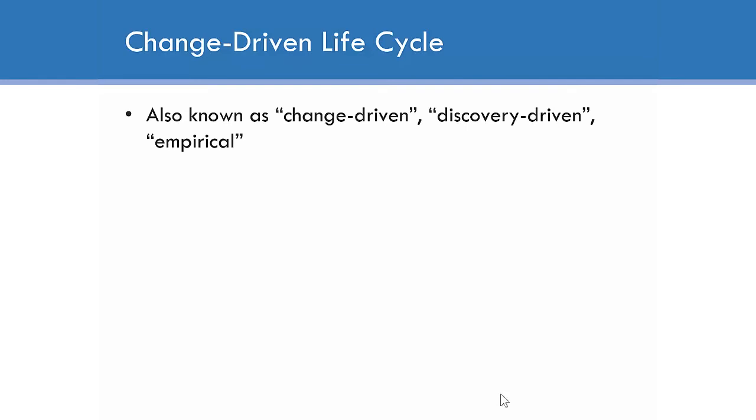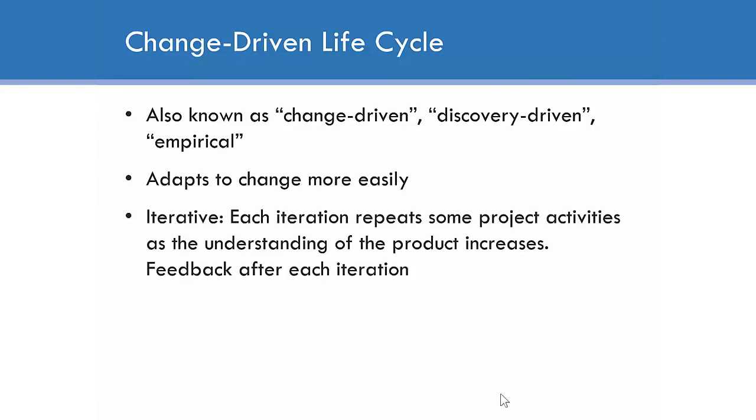Then separate from the predictive life cycle are the change-driven life cycles. And as I was saying, there's a lot of terminology that professionals and academics are using here. It can also be known as discovery-driven or empirical. And the change-driven life cycles, as you would expect, adapt to change more easily. They can be iterative, where each iteration, an iteration is a phase. Each iteration repeats some project activities, and as we go from phase to phase, the understanding of the product increases. There can be feedback after each iteration, feedback, for example, from a client.